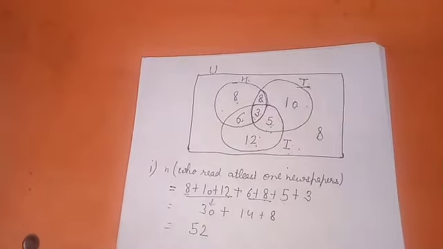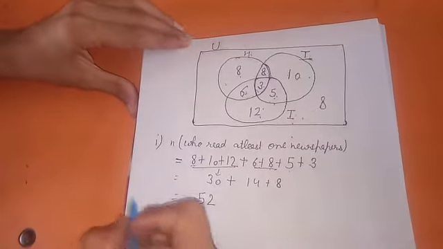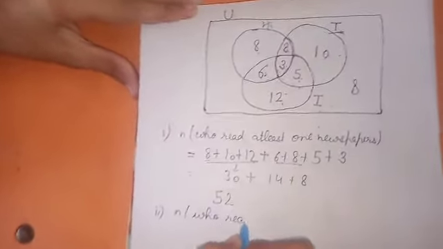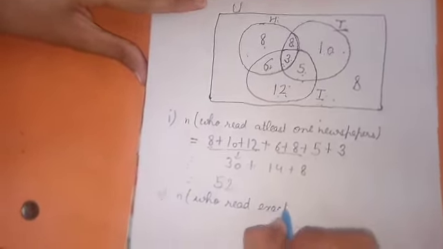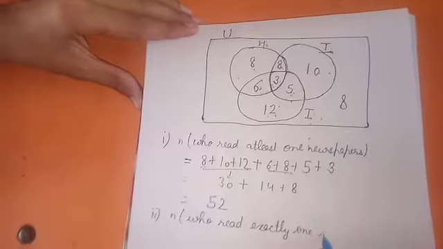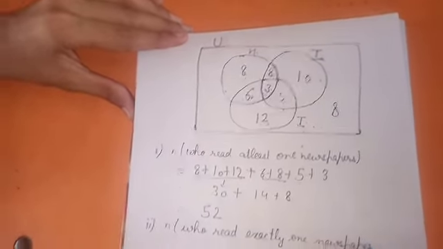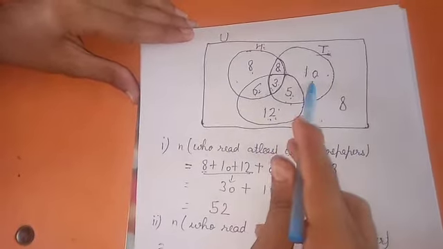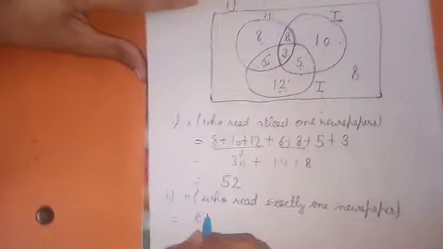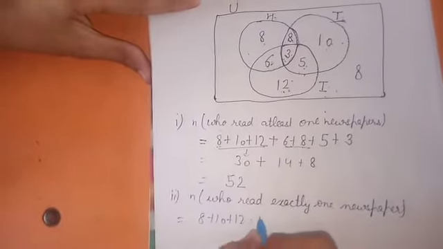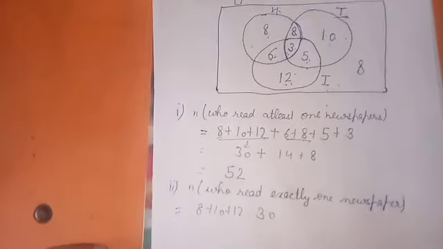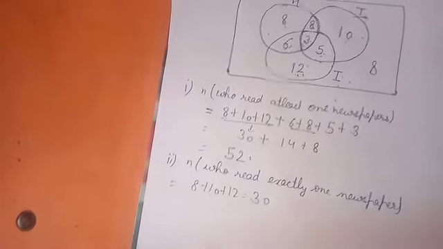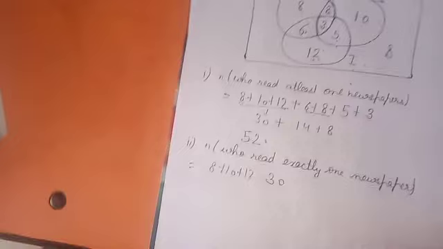Now the second part, what do they ask? They are asking the number of people who read exactly one newspaper. Those will be this 12, this 10 and 8. So 8 plus 10 plus 12 is 30. So 30 people read only one newspaper, and 52 out of the 60 people were reading at least one newspaper.